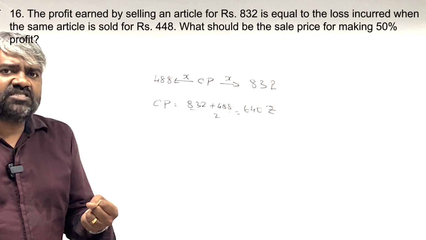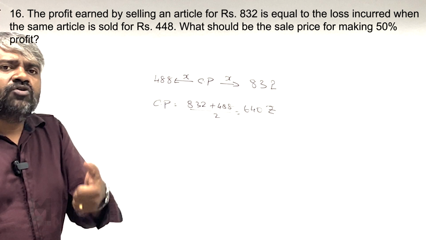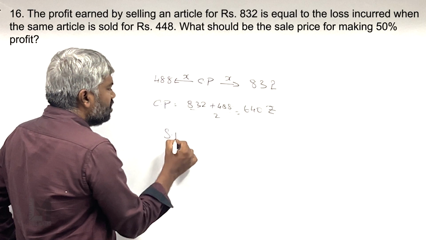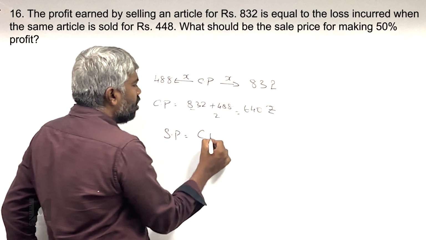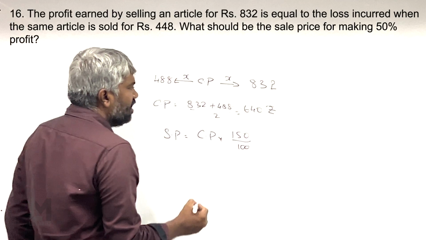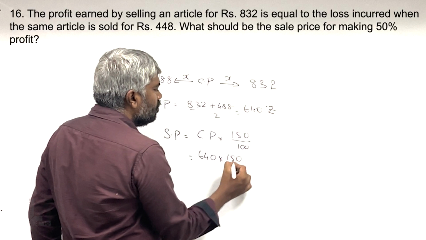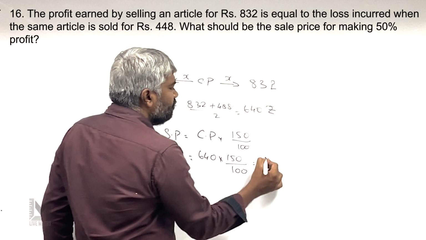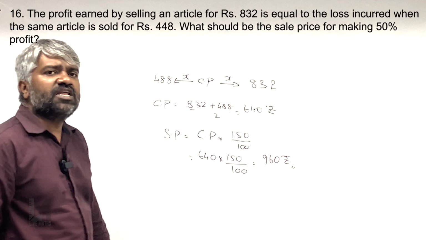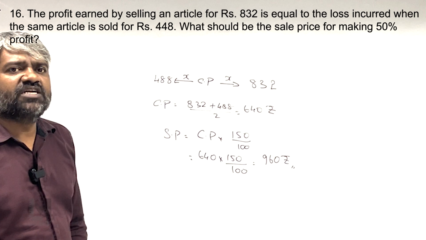Now the question is, for what amount the product has to be sold so that you make a profit of 50%? Right? So what is the selling price when the product is sold at 50% profit, which is 150/100? So 640 × 150/100. If you solve, you will get 960 rupees. So this is the selling price of the product, where you make a profit of 50%.